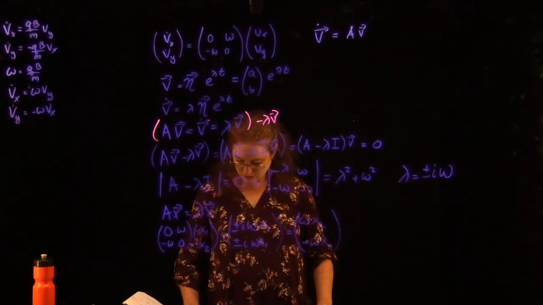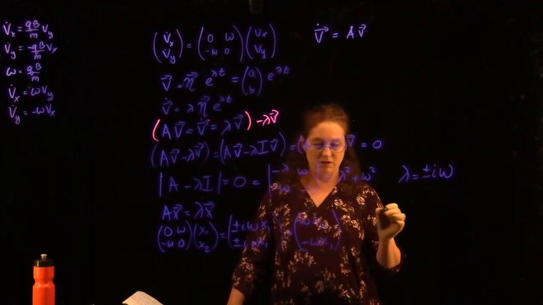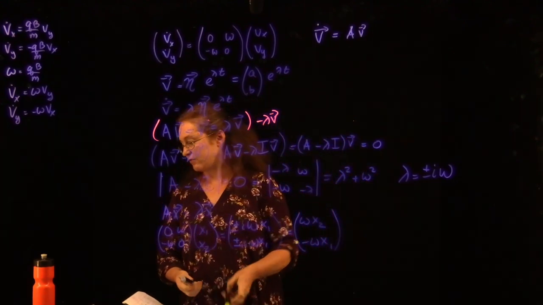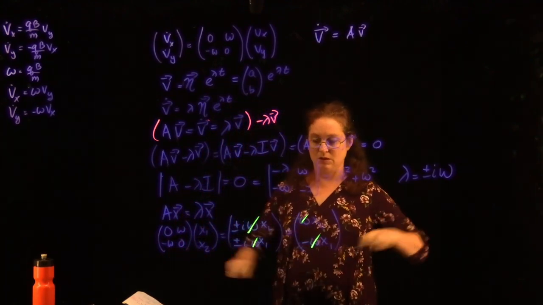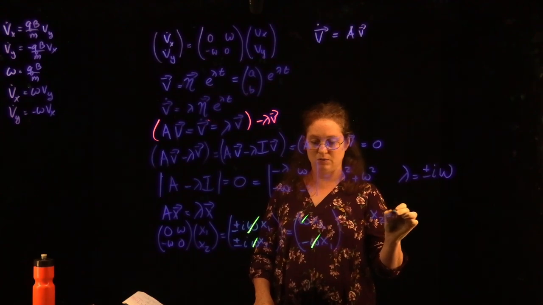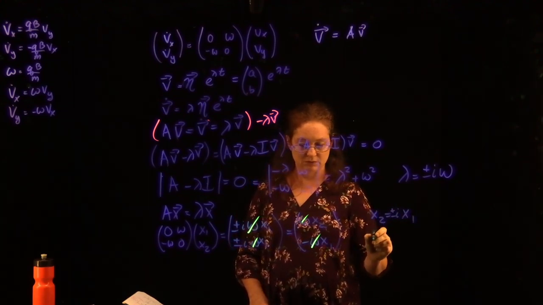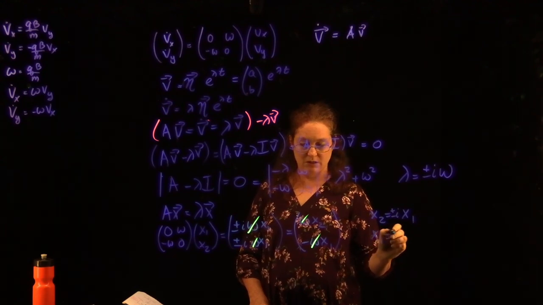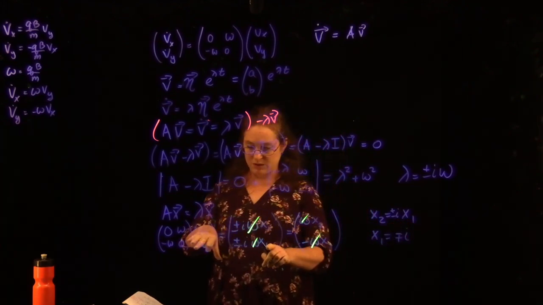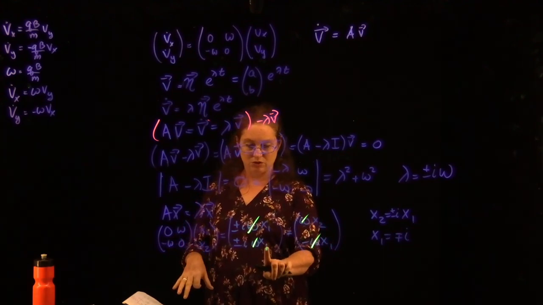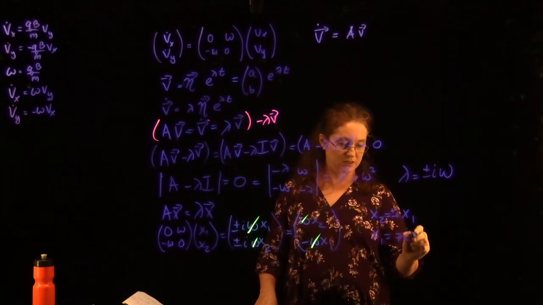So, here, I can write this as two separate equations. My omegas cancel out because I have an omega everywhere. And I am left with x2 equals i x1, equals plus or minus i x1. And x1 equals minus plus i. I dropped here this one. That's x1. This should be an x2. x1 equals minus and plus i x2.